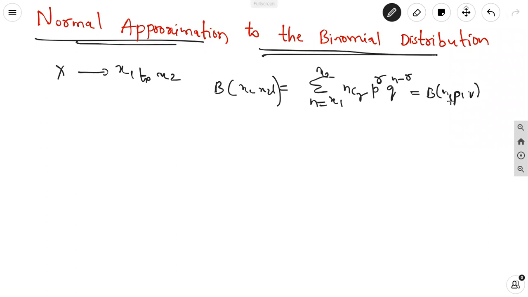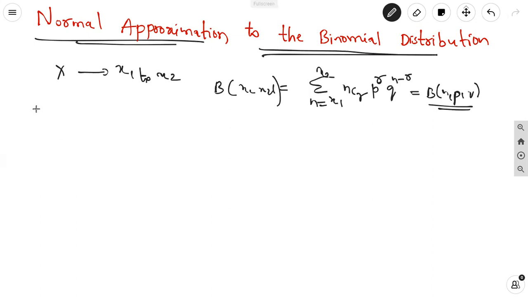In this, for large n, the calculation of the binomial is very difficult. In such cases, we use the normal distribution. The binomial curve is replaced by the normal curve. Why? Because it is very difficult in the binomial distribution. So we can apply the normal curve or normal distribution on that, and then we get the probability.